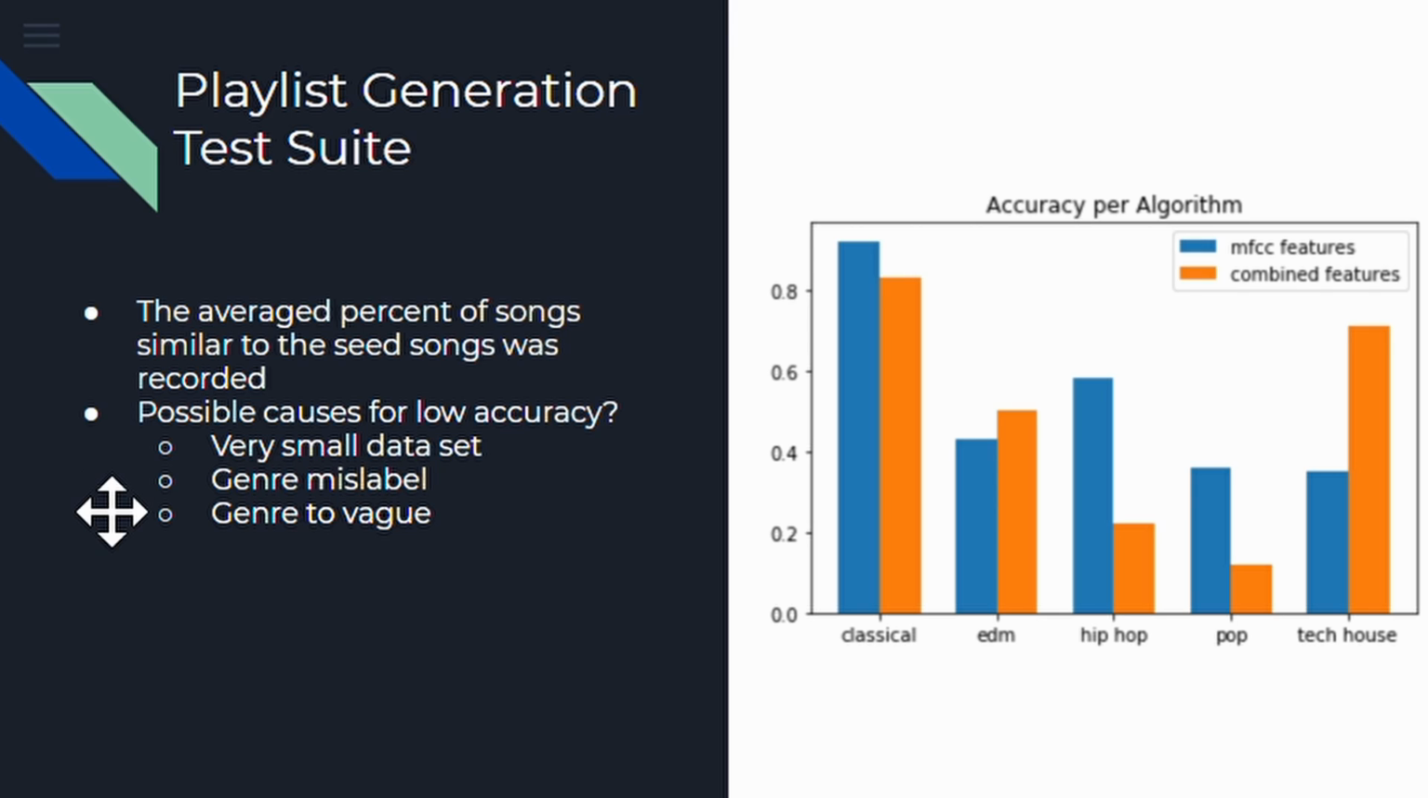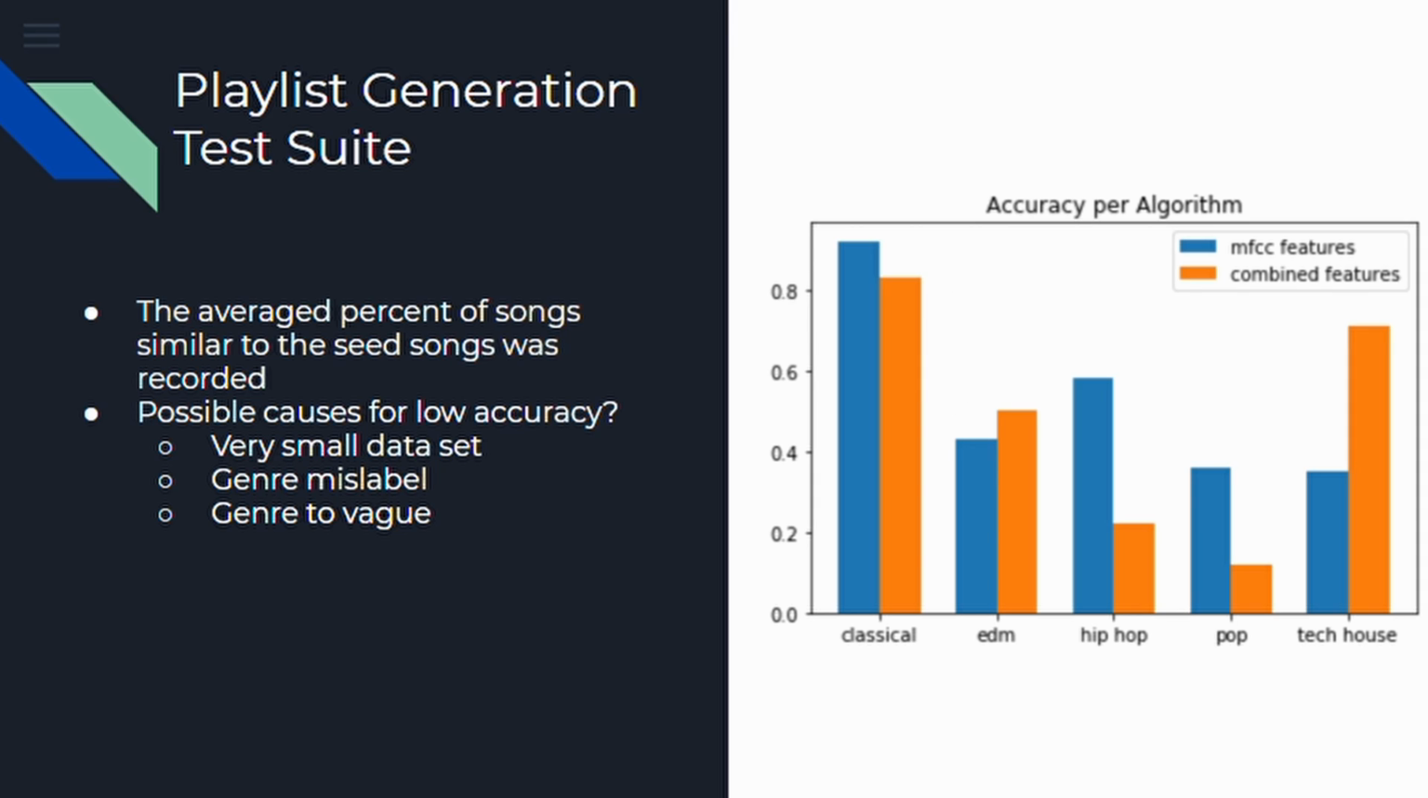What you are seeing is the average percent of songs similar to the seed songs within that playlist. So, for example, if we look at the two algorithms' results for classical, you can see that the first algorithm has a high 90% accuracy and the second algorithm has a high 80% accuracy.